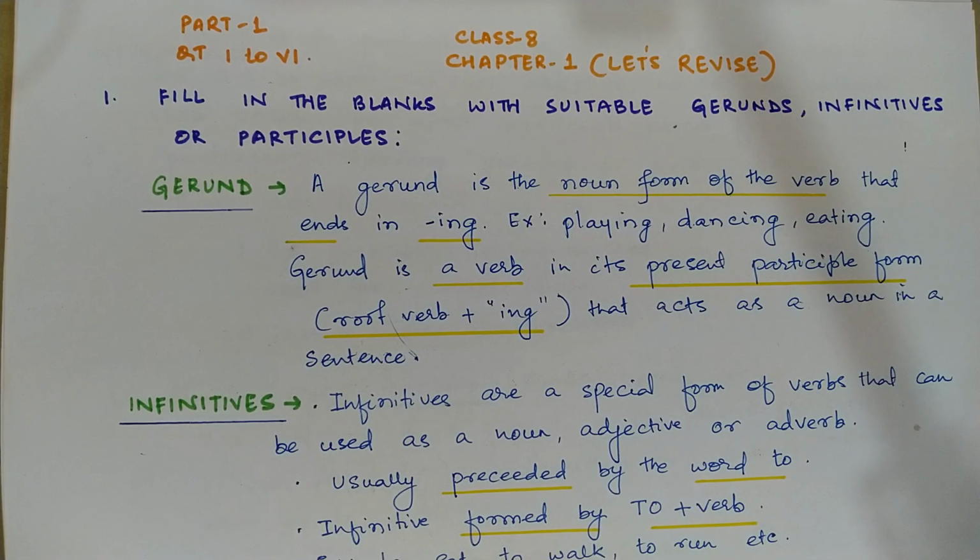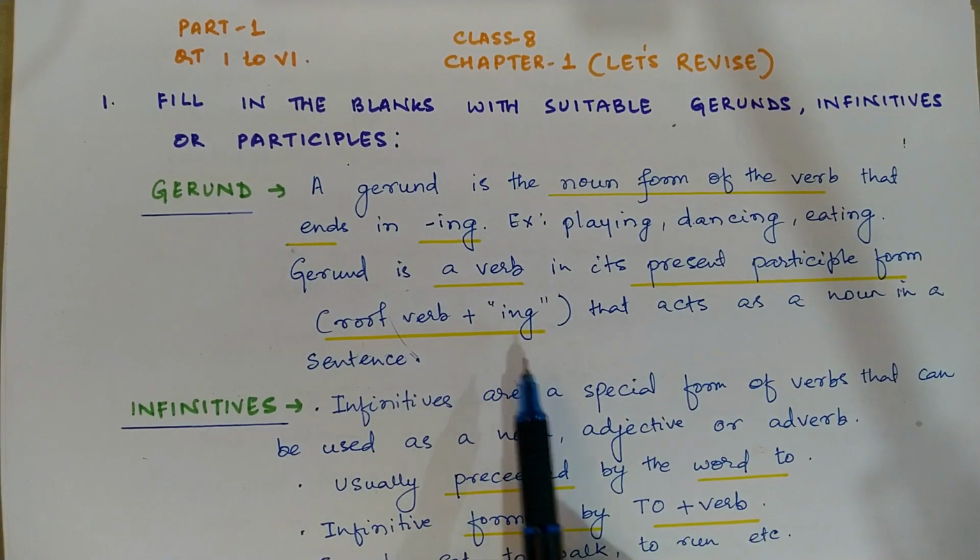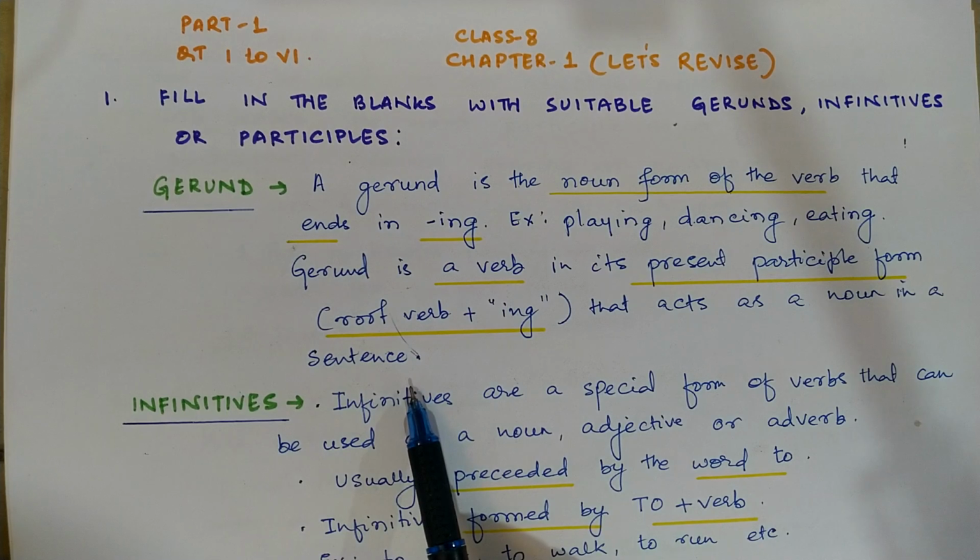Now to revise or refresh your memory, let us understand what a gerund is. A gerund is the noun form of the verb that ends in ing. Example, playing, dancing, eating. Gerund is a verb in its present participle form. That means the root form of the verb plus ing that acts as a noun in a sentence.